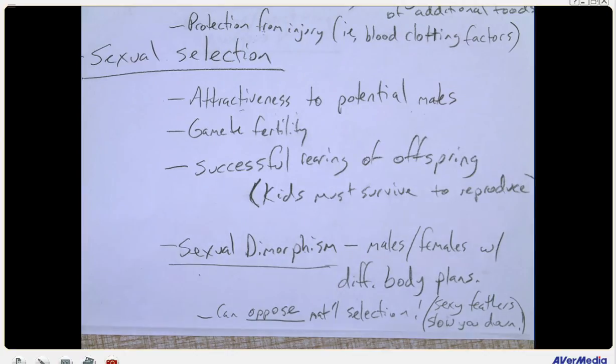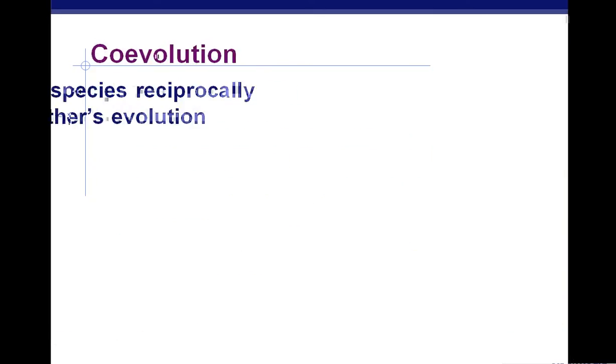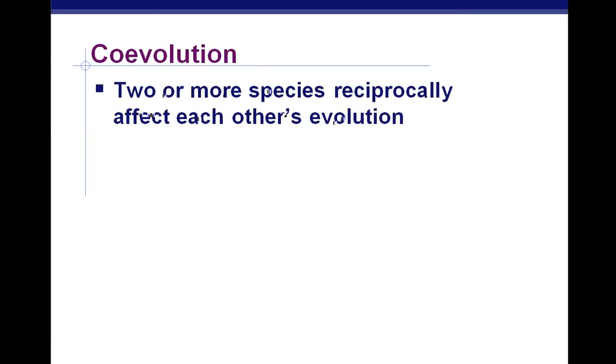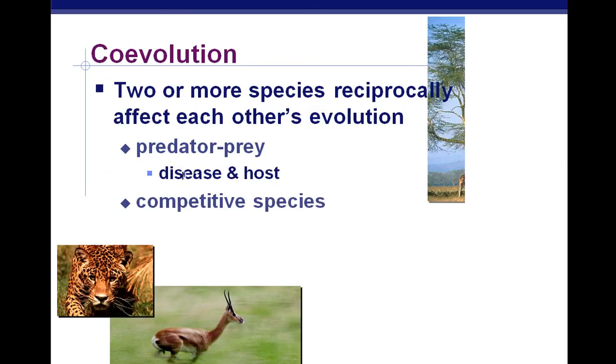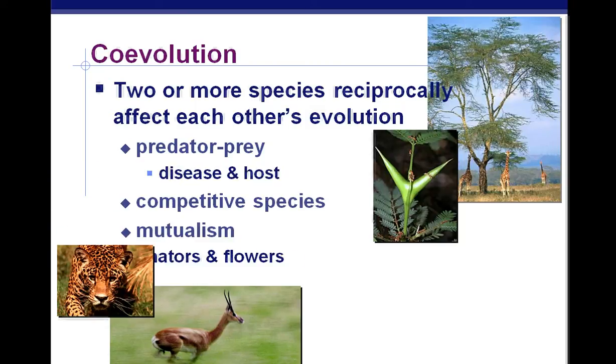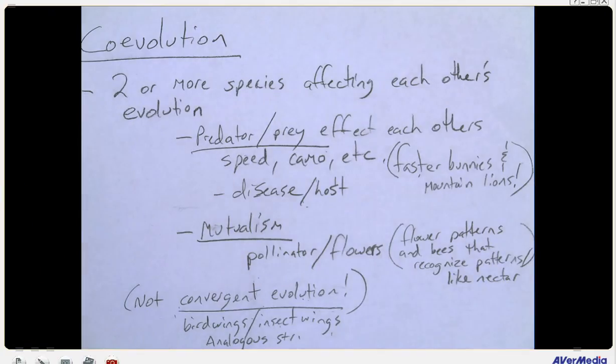All right, going back to our notes. Coevolution: co means two, coevolution means two species affecting each other's evolution. So in the example of predator and prey, we have faster gazelles being selected for by cheetahs and faster cheetahs being selected for by faster gazelles. That's coevolution. Disease and host. Also in flowers, we have the flowers being selected for different patterns because it attracts bees, and vice versa with the bees. Copy down some coevolution notes, and this ends part 6.